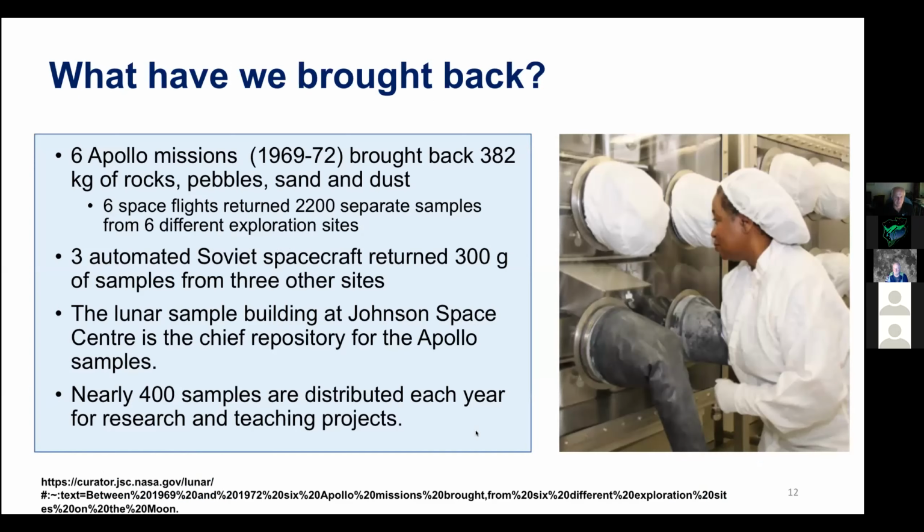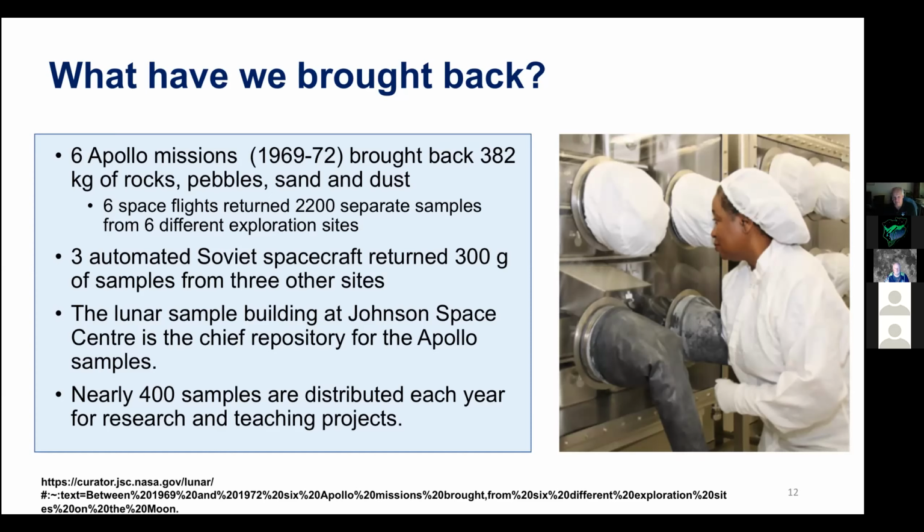So what has been brought back in total? In total, over the Apollo mission period between 1969 and 72, roundabout, let's round it up, let's call it 400 kilograms of rocks, pebbles, sand and dust, which has returned an enormous number of separate samples. The three automated Soviet missions returned about a third of a kilo from three other sites.